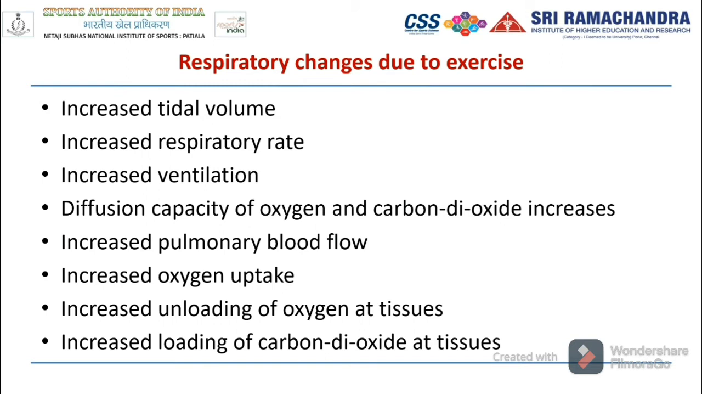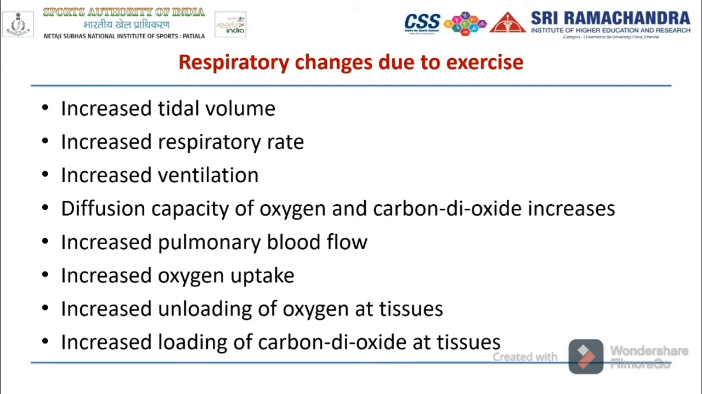Also, the diffusion capacity of oxygen and carbon dioxide increases. That means the gas moves from the alveoli to the pulmonary capillary. Particularly, the oxygen moves from the alveoli to the pulmonary capillary, and the carbon dioxide moves in the opposite direction. Both these diffusions happen at a higher rate when we do exercise. Also, there is an increase in the pulmonary blood flow, so that more blood gets oxygenated.